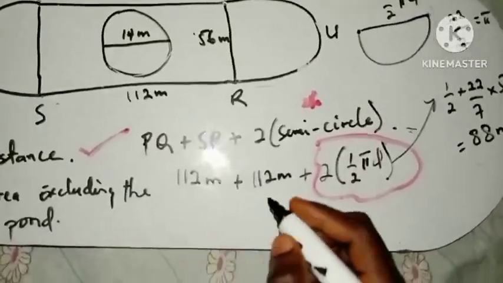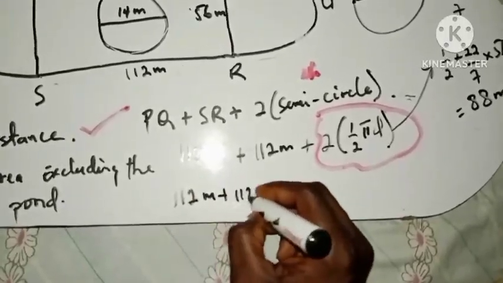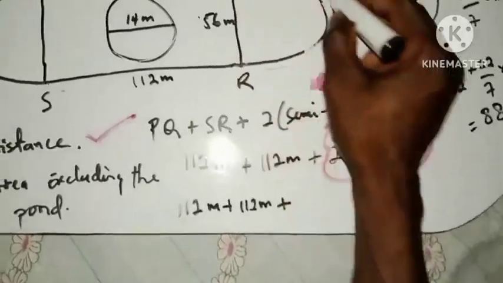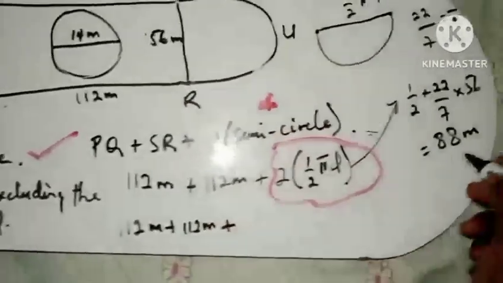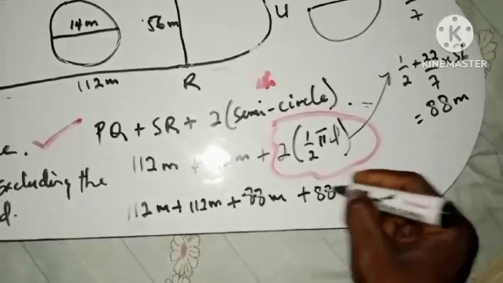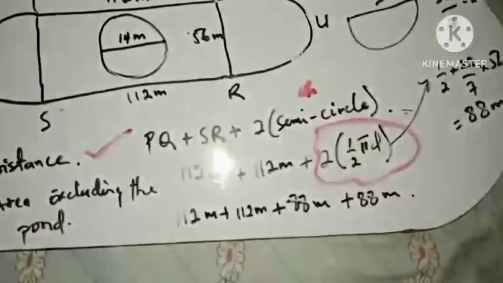Or in a very simple way, you can write this as 112 meters plus 112 meters, just for simplicity. So the length of this semicircle here, which I have to be 88 meters plus another 88 meters, right? So this is for the first one, and then this is for the second one.